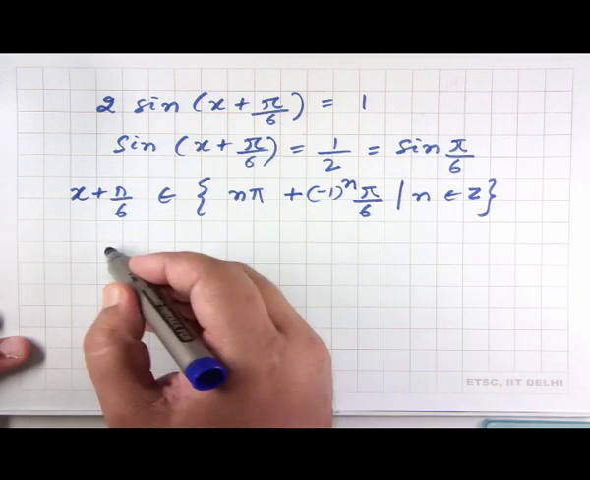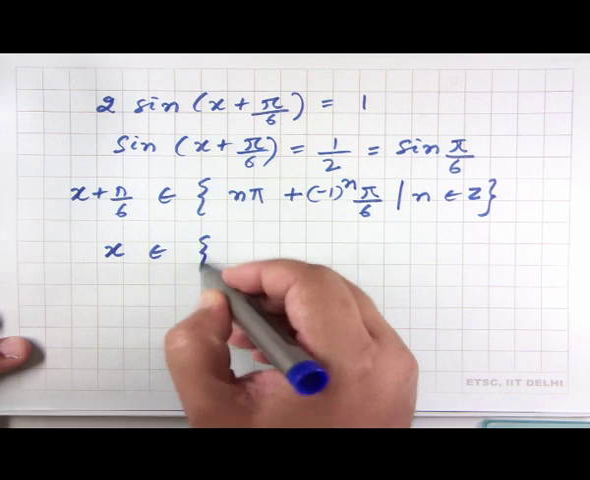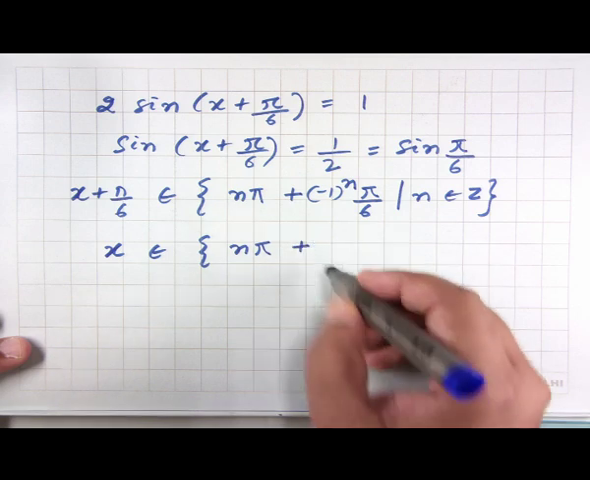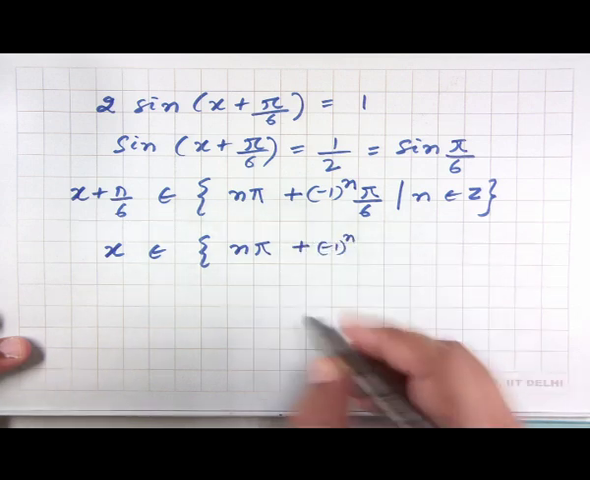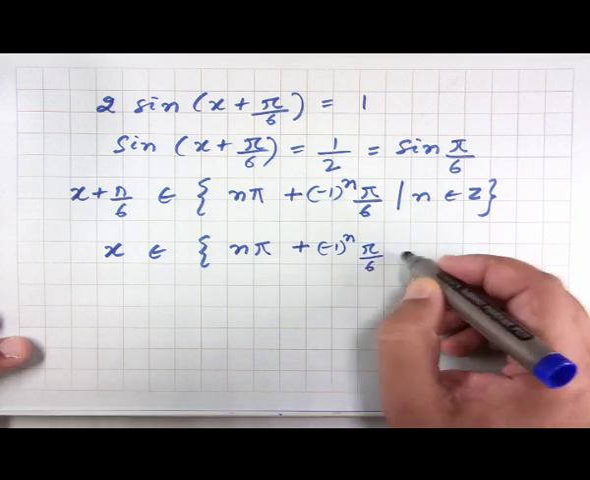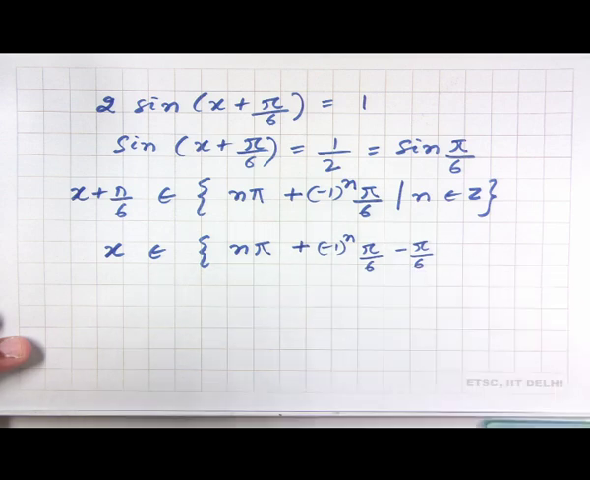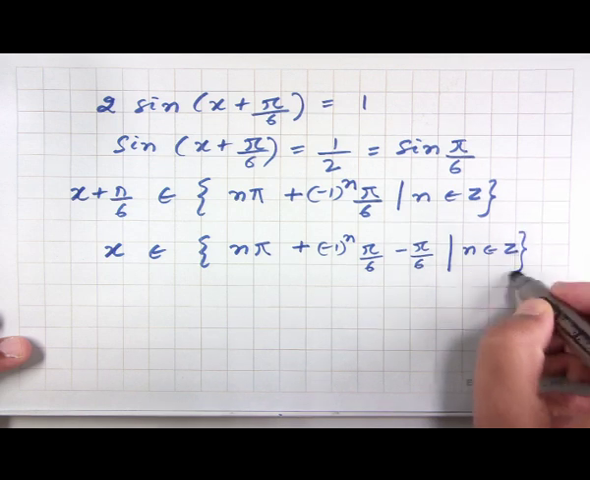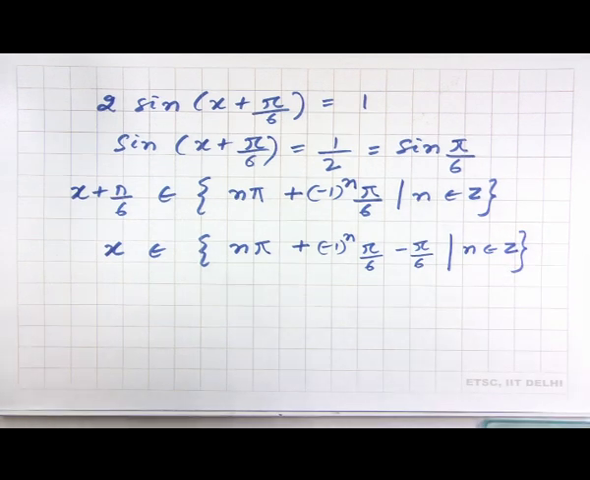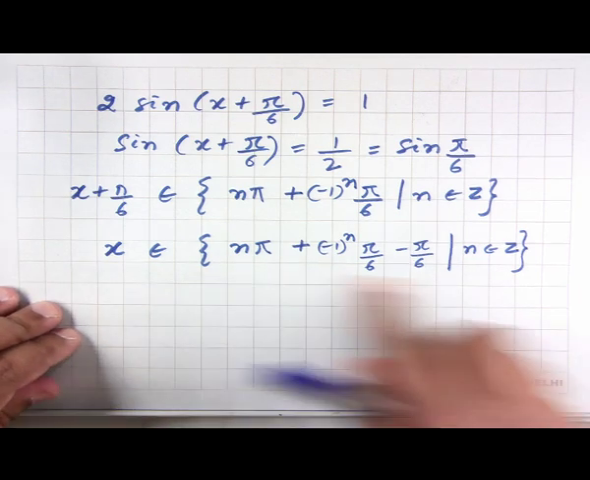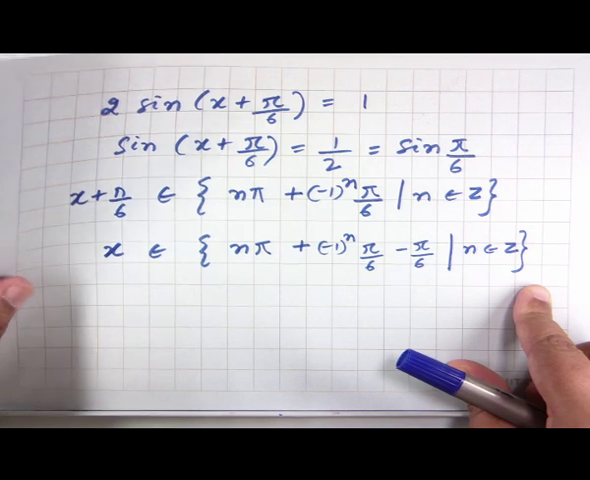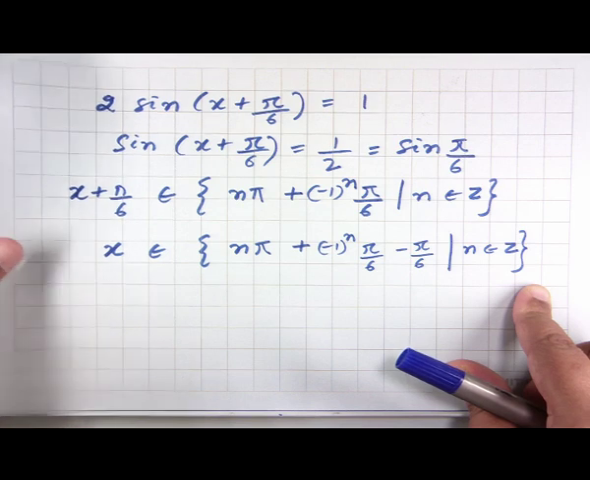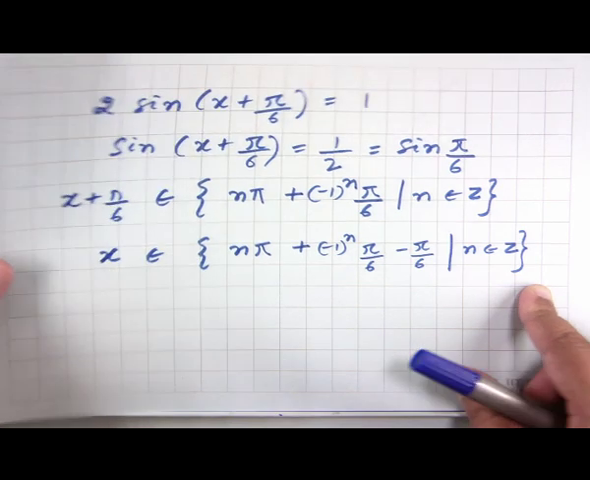and which is the same as saying that x belongs to the set n pi plus (-1) to the power of n pi by 6 minus pi over 6, where n belongs to integers. So, this is the general solution set for the equation cosecant of x equals cotangent of x plus square root of 3.